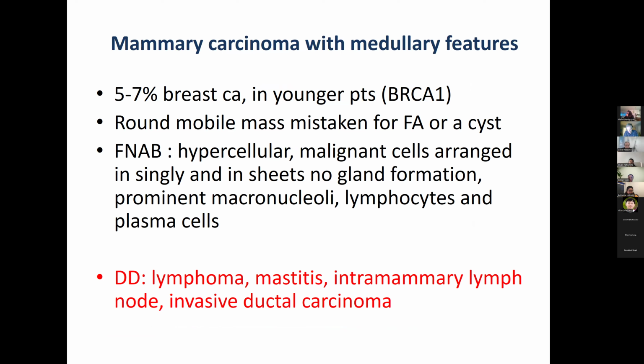This is another special type, mammary carcinoma with medullary features, supposed to have a better prognosis, but the recent WHO classification has put them along with the IDC and not given it a special category. And these usually occur in BRCA patients. Because they're very circumscribed clinically and on imaging, they can be mistaken for a fibroadenoma. And of course, on the cytology specimen, it is very hypercellular. Calling it malignant would not be difficult because they are very pleomorphic. They form syncytial sheets. They also have prominent macronucleoli.